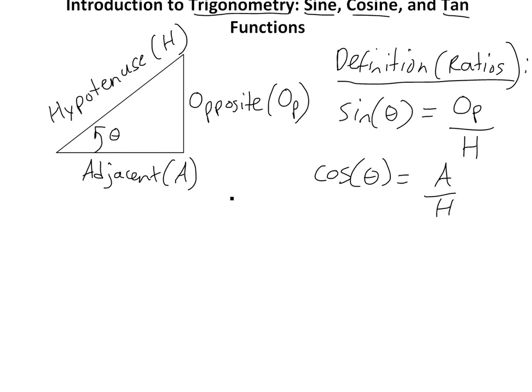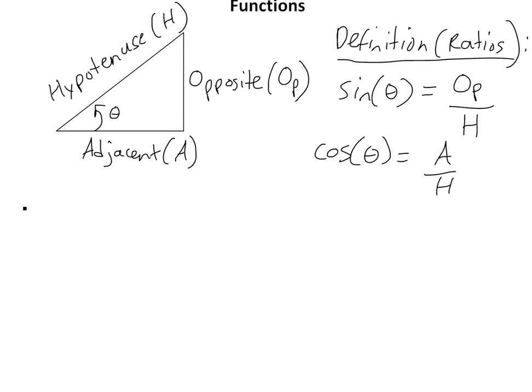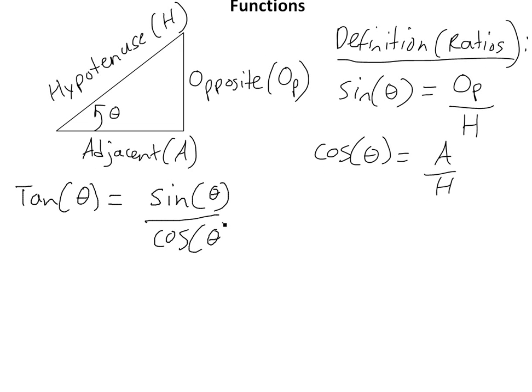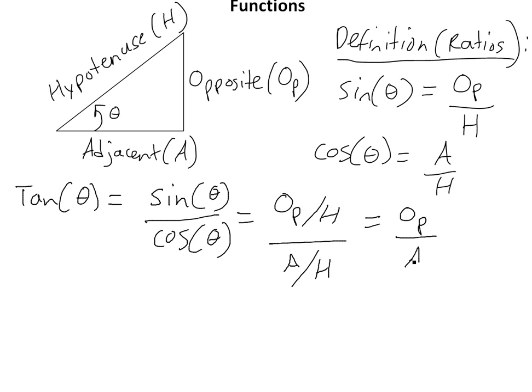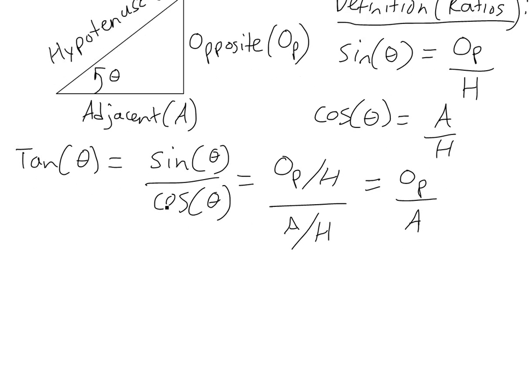This is very simple. And then if we go to tan theta, this is just a ratio of the ratios. So sine theta over cosine theta equals opposite over H over adjacent over H, and then the H cancels, so all you're left with is opposite over adjacent. So tan is the ratio of opposite over adjacent.